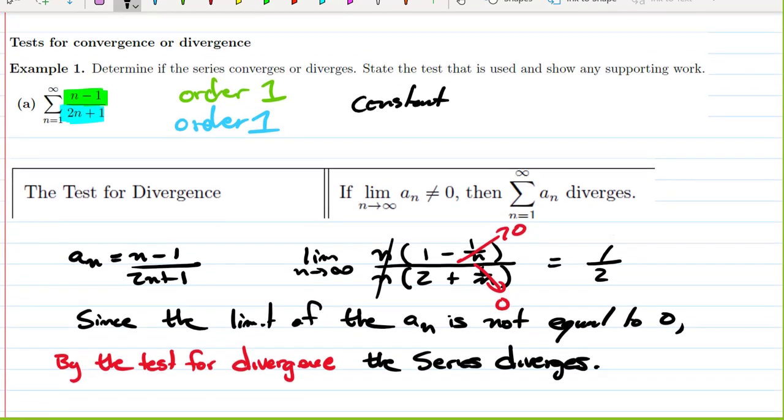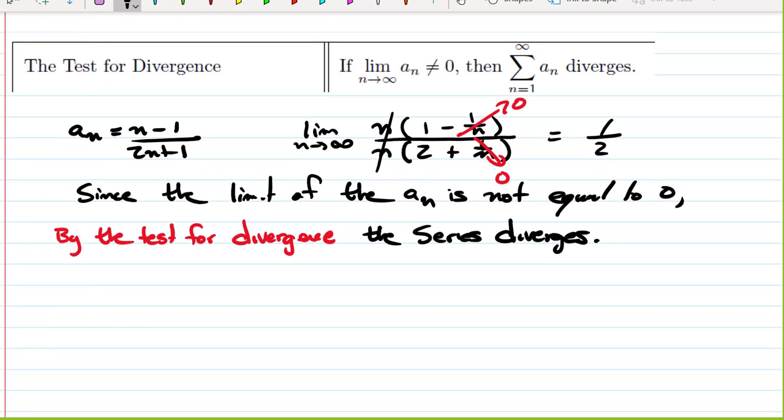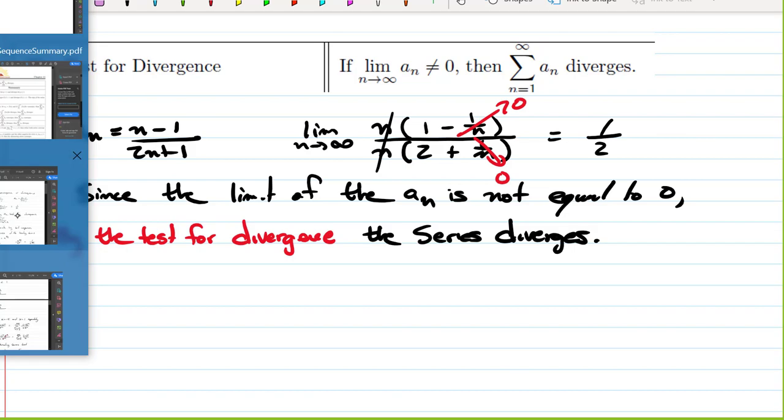So let's kind of recap. For our first example, we wanted to determine if this series converged or diverged. So we looked at it, and since we had order 1 divided by order 1, which would be a constant, we guessed that it was going to diverge, so we used the test for divergence. And we indeed took our limit and got 1/2, so according to the test for divergence, if the limit is not equal to 0, then the series did indeed diverge. All right, let's take a look at our next example.